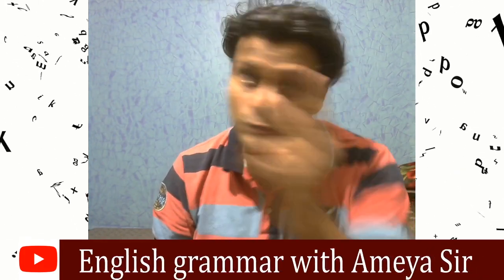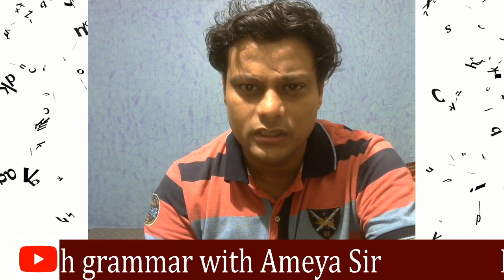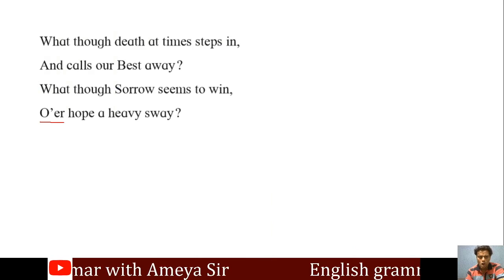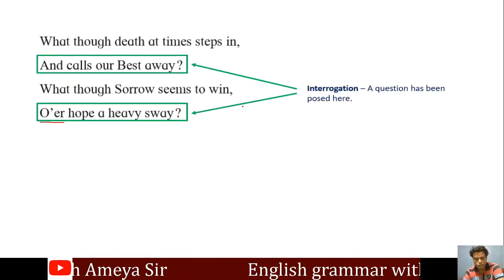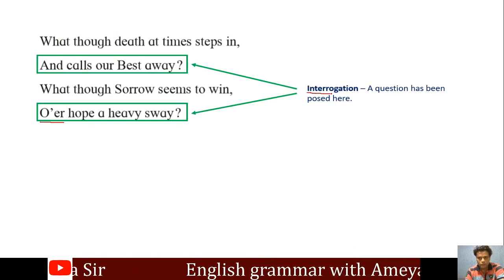Now here you would notice that the poetess has asked us two questions. There are good terms for vocabulary as well. What though death at times steps in and calls our best away? Now, there are two questions, so it's interrogation. I want you to pay attention at the spelling of interrogation.